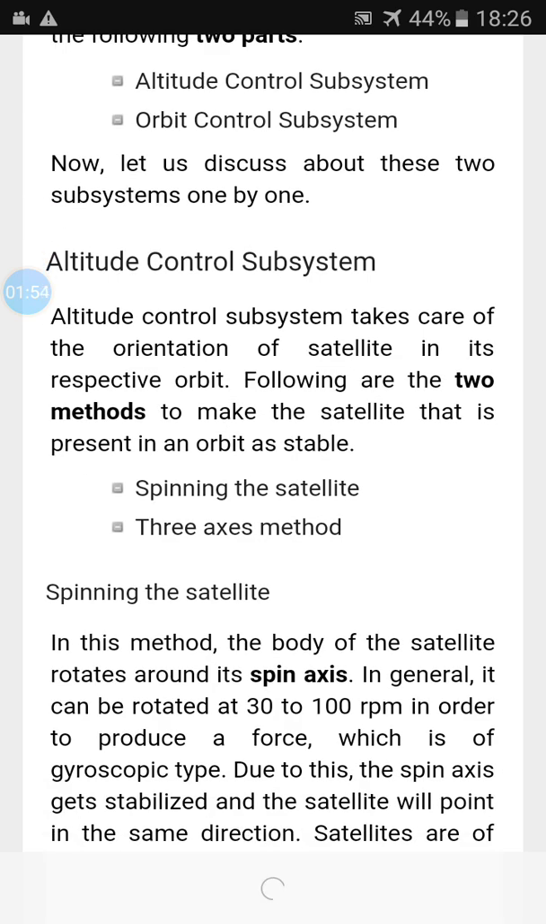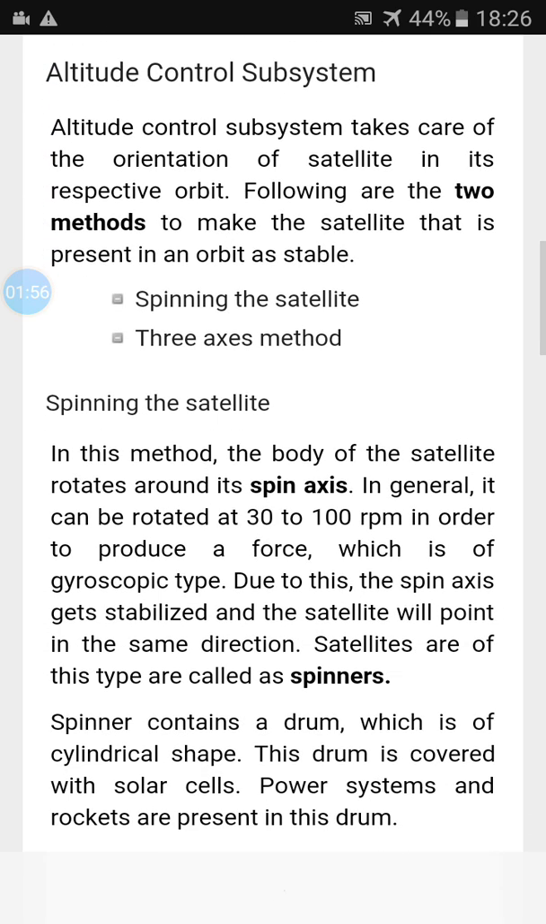Now, what is spinning the satellite? Spinning the satellite means the body of the satellite rotates around its spin axis. It can be rotated up to 3200 rpm in order to provide stabilizing force. A satellite of this type is called a spinner.